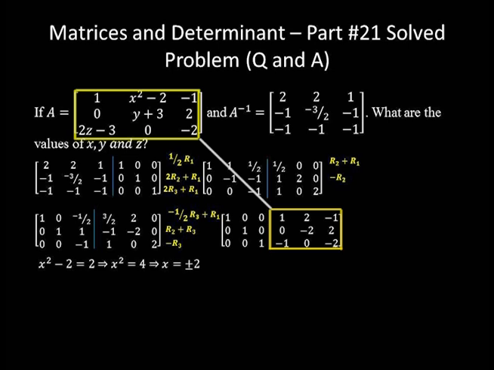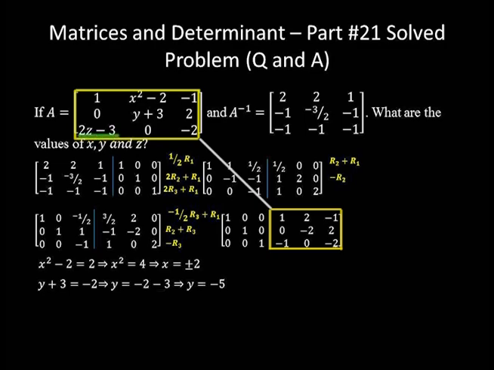minus 2. Y plus 3 is in row 2, column 2, and it has to be equal to row 2, column 2 of the resultant matrix. That's y plus 3 equal to negative 2. Taking plus 3 to the right of equality sign becomes minus 3. This implies y equal to negative 2 minus 3 gives us negative 5.